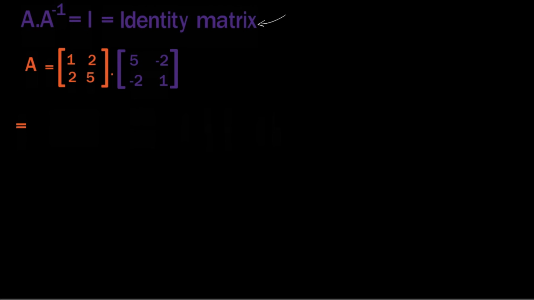So 1 multiply with 5 is 5. 2 multiply with minus 2 is negative 4. For the second element, you can use first row multiply with the second column. So which is 1 multiply with negative 2 is negative 2. 2 multiply with 1 is 2.